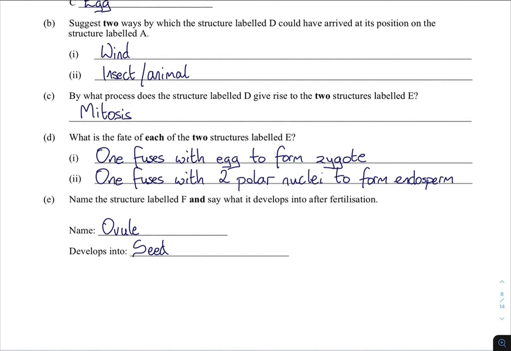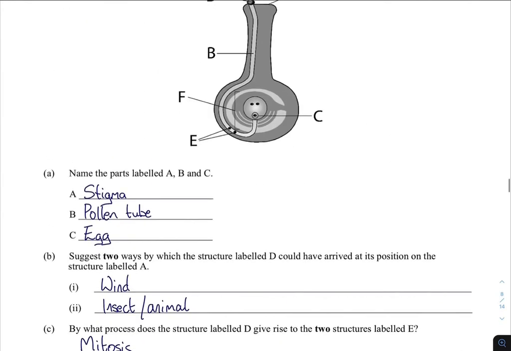So ovule forms into seed, which makes sense because that has to be somewhere on the inside of the ovary, because fruit often surrounds the seed. If you think of any apples or whatever, the seed is on the inside.